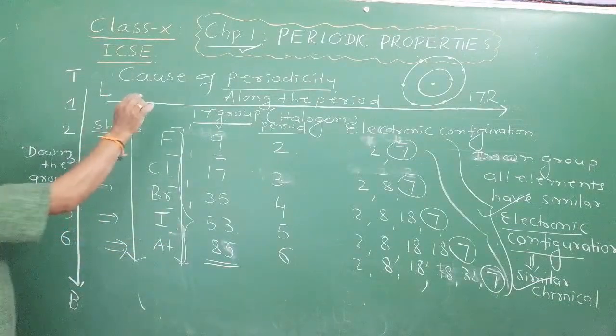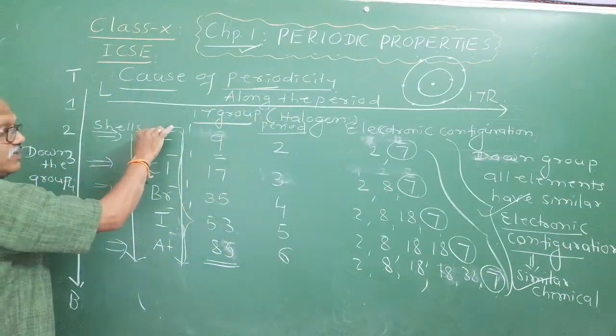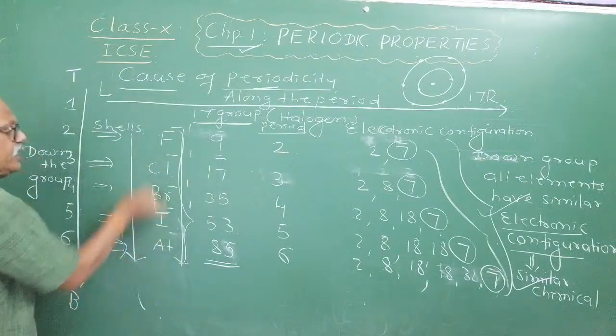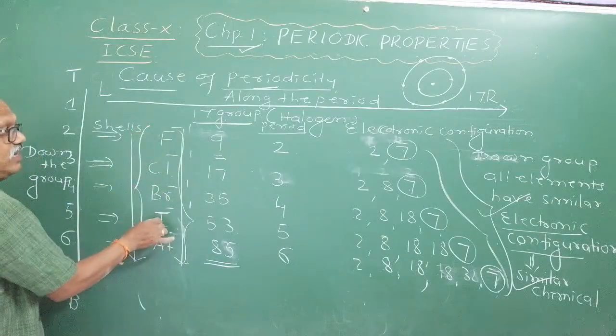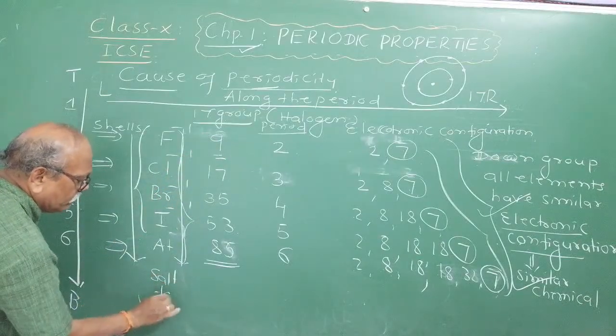Now, what is the cause of periodicity? After fluorine, below it you have chlorine, bromine, iodine, astatine. All of them are halogens. Halogen means salt forming.